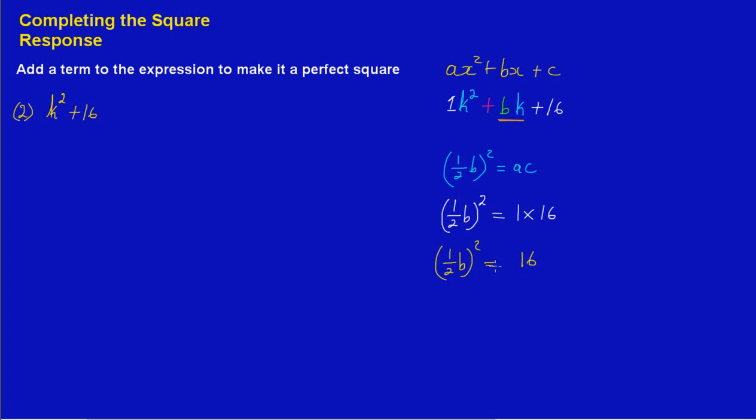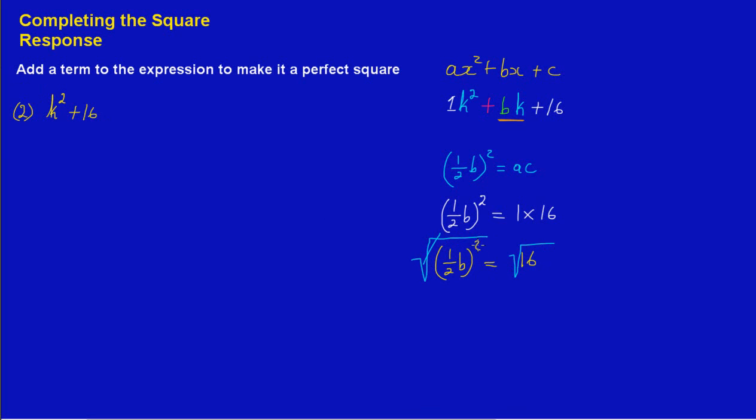which is 16. Now if you notice, this side is squared, so I need to get rid of the square because I need my b. So I'm going to take the square root of both sides, because the opposite of square is square root, and we learned from earlier lessons that when transposing, what we do to one side we must do to the other.